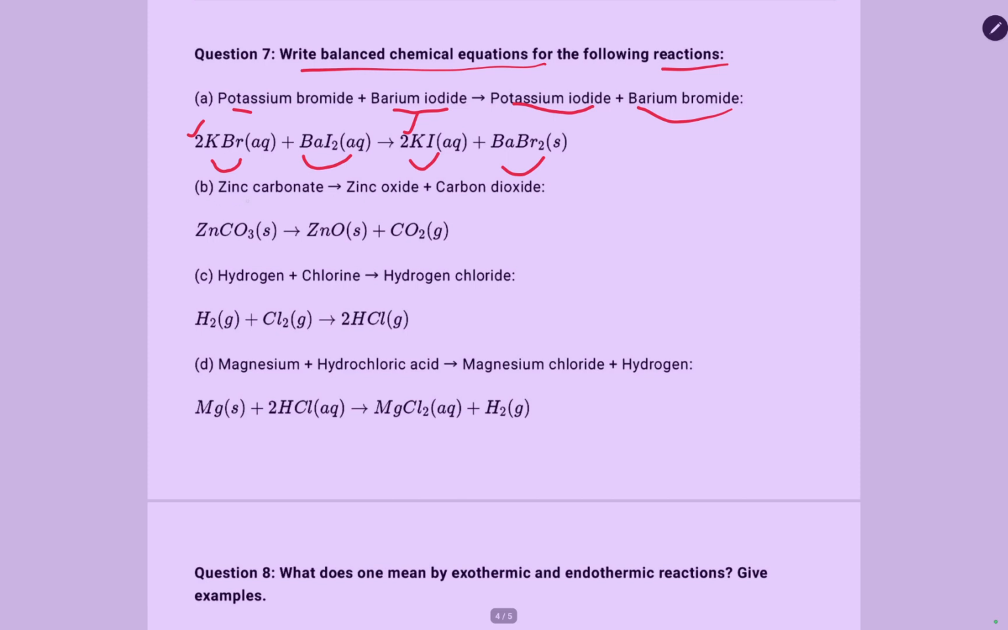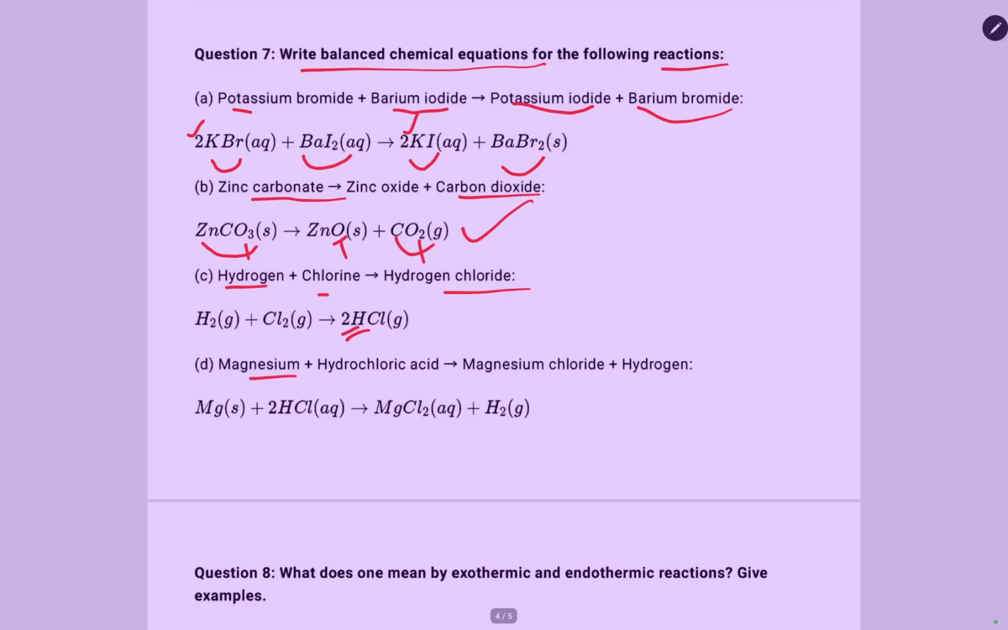Zinc carbonate gives rise to zinc oxide and carbon dioxide. So zinc carbonate is ZnCO3, zinc oxide is ZnO, and carbon dioxide is CO2. Here it is already balanced: in CO3, oxygens 3, and 2 plus 1 is 3, carbon 1 and 1, and zinc 1 and 1. Next, hydrogen and chlorine give rise to hydrogen chloride. H2 plus Cl2 gives 2HCl. Just keep a 2 here, then it is balanced.